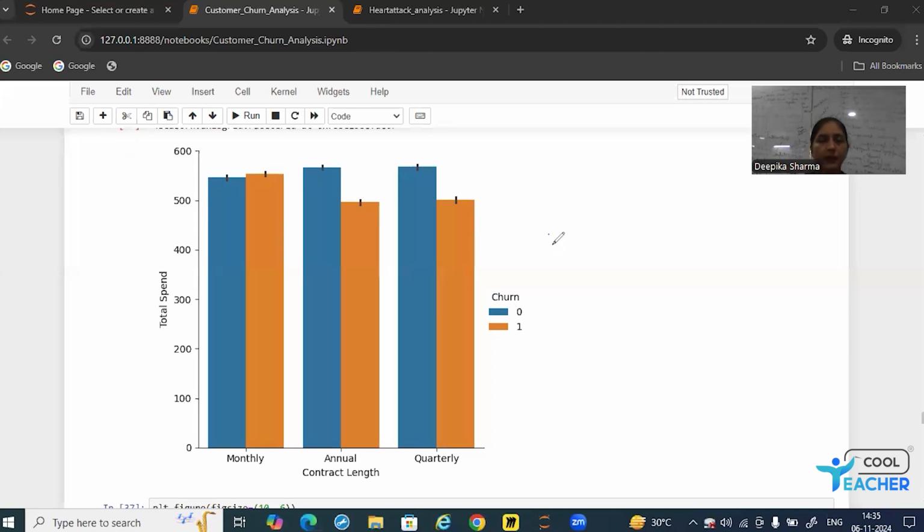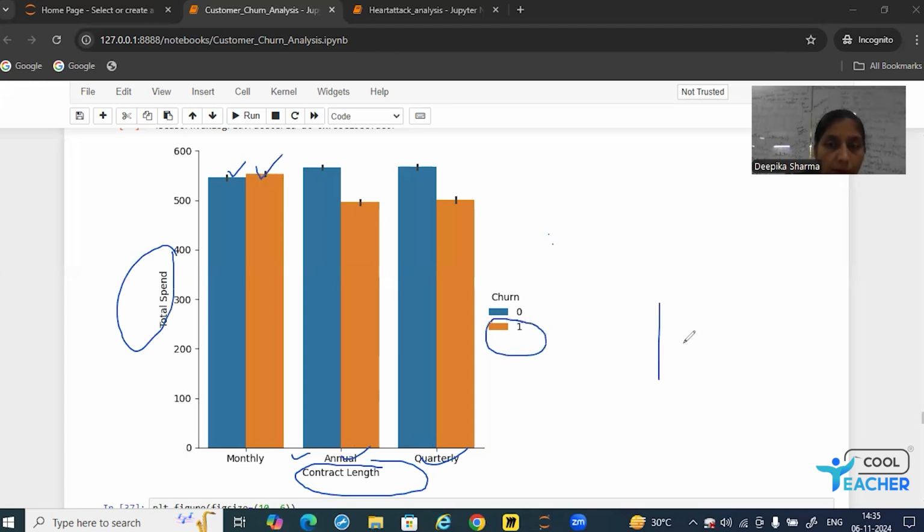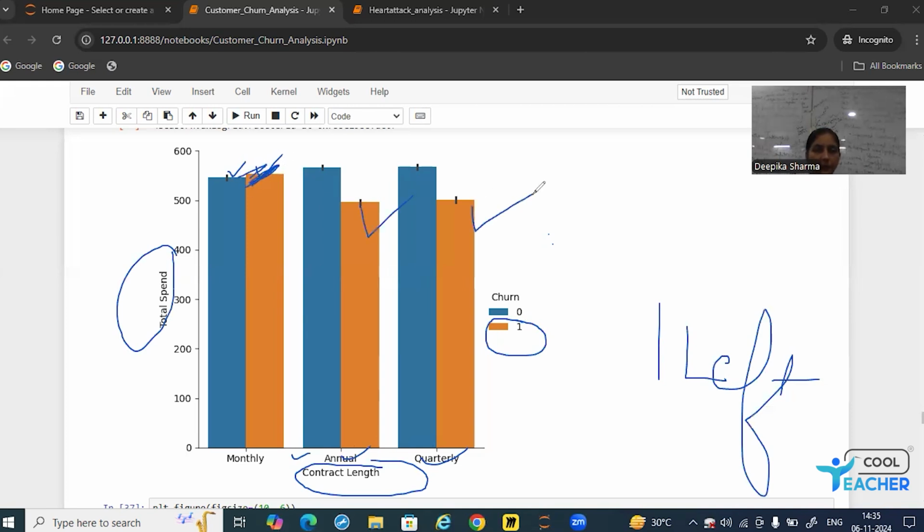Contract length and total spend. This one is contract length: monthly, annual, and quarterly, and the total spends are here. So here we can see the churn rate. Churn rate 1 means the customer left. The churn rate is higher here; this orange bar is higher, and this bar is less, and this bar is less. It means people have left the subscription in monthly cases.